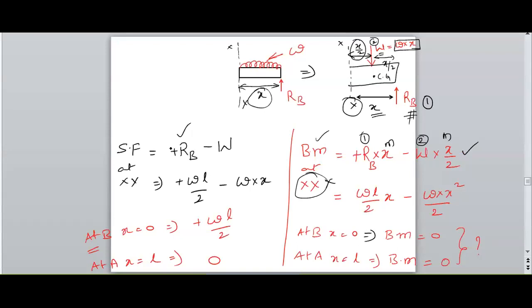Now, after finding the standard equations, I need to substitute the x values: x is equal to 0, x is equal to 1, 2, 3, 4, and so on, up to x is equal to L. So we can see here and we can draw the shear force diagram.